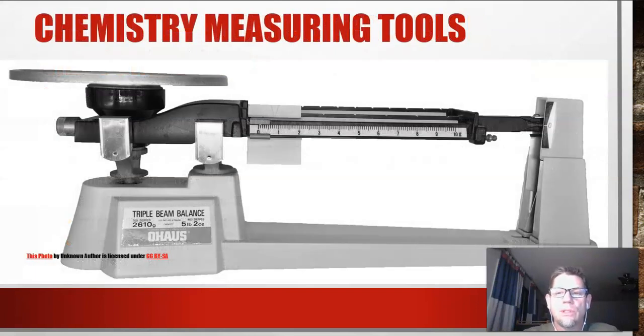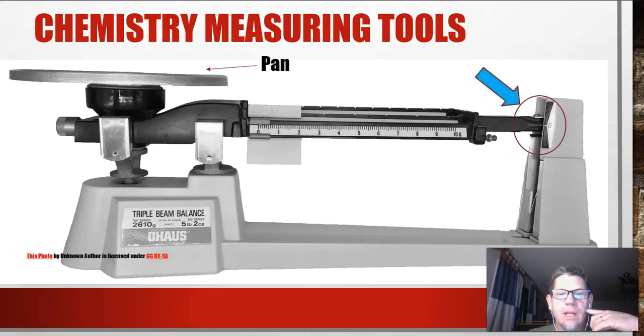One of the tools that we use very often is called a triple beam balance. I think a lot of you may have used these in your middle school science class. For these, there are three beams. Once you place the object on the pan, in this general area, then the balance is going to go up.